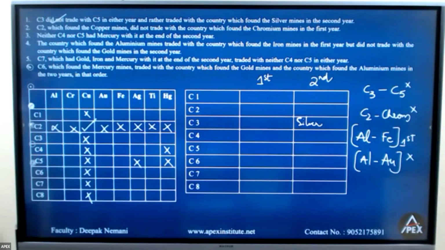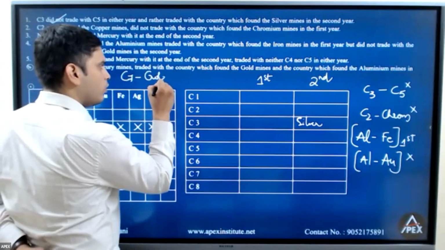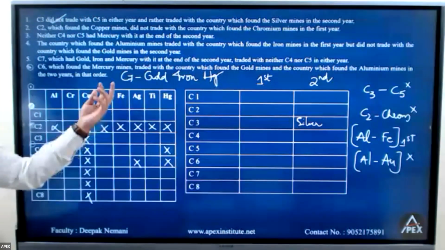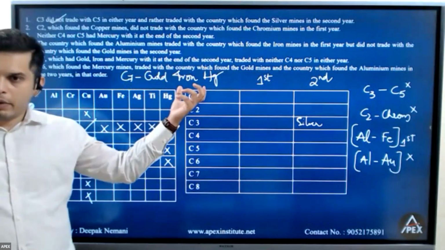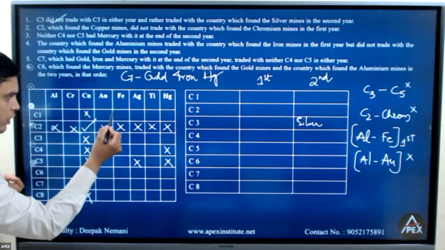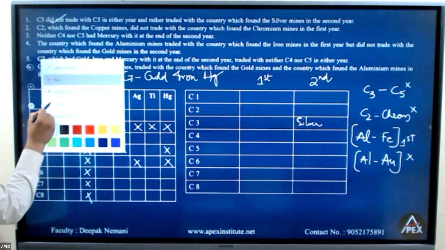Now C7 which had gold, iron, mercury. So C7 has either a gold mine or an iron mine or a mercury mine, which at the end of the second year traded with neither C4 nor C5 in either year. So can I say C4 is not gold, did not trade, right? So if this is gold, okay, let's see.